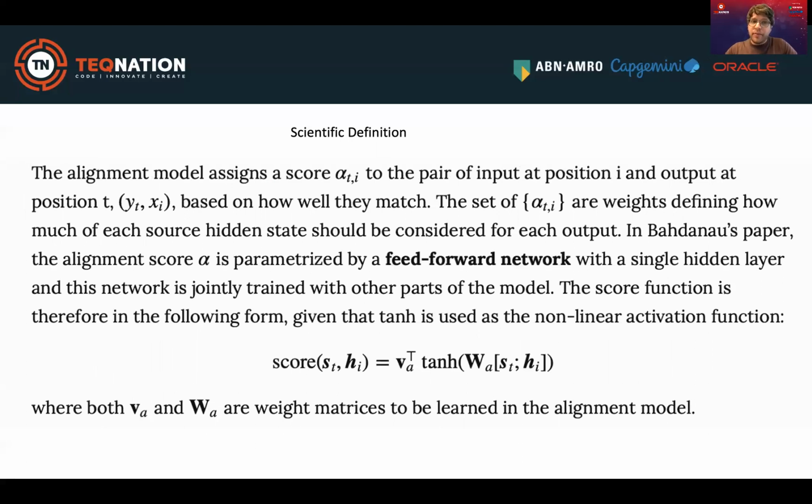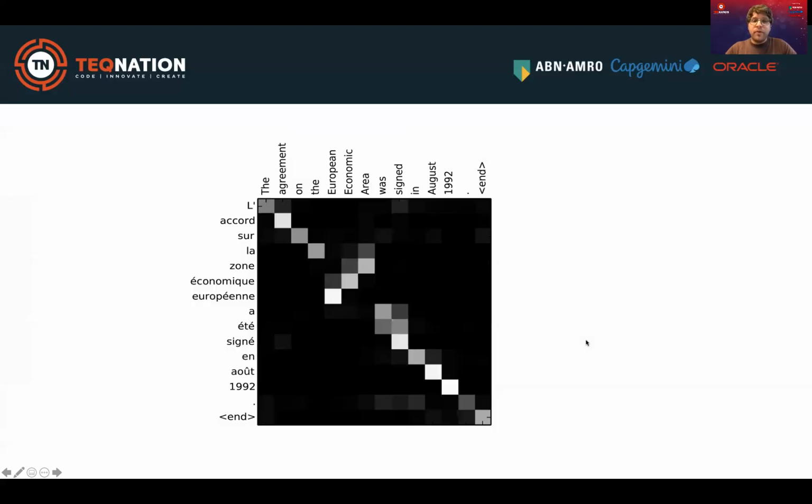After alignment, you predict the score. The score function is mostly a tanh function, so it uses a nonlinear activation function. If you look over here, you see a correlation matrix of a given translation. The translation is between English and French. The higher the correlation, the more important the words are for the attention model.